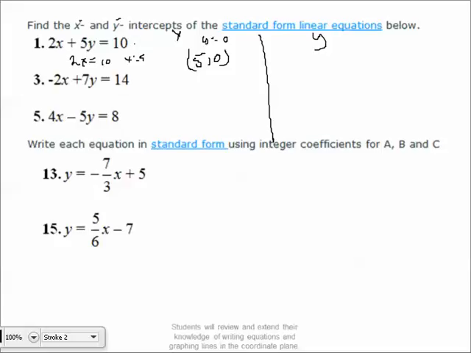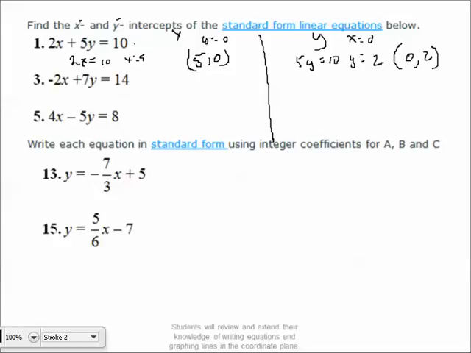If I'm doing the same thing for y, I'm going to have x equal to 0, right? And that means I'm going to have 5y is equal to 10, divided by 5. y is equal to 2. So I'm going to have the point (0, 2). These aren't that difficult. Let's try a couple more here.